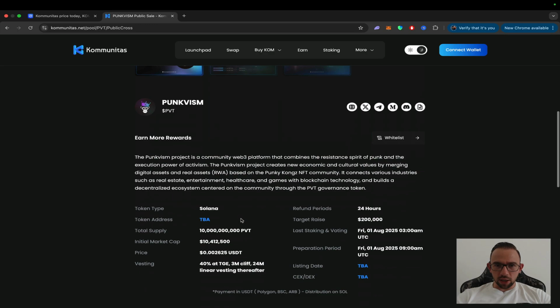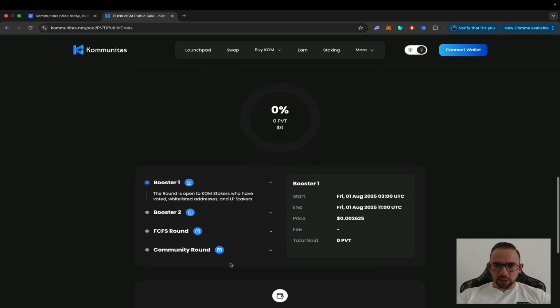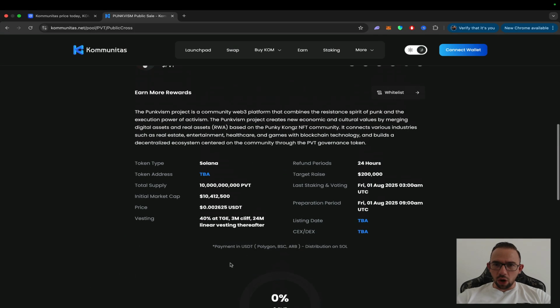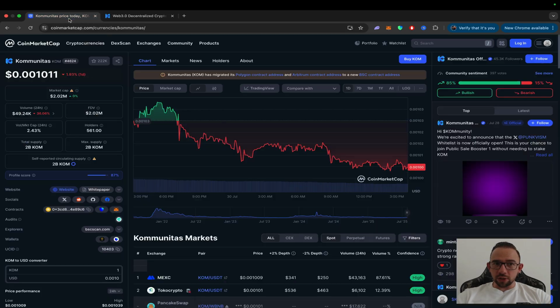So this one is quite high, 10 million. And these are the metrics that we need. They don't show a fully diluted valuation, but they do show the total supply and then the price, so we can calculate the FDV from there. This is on Solana. Okay, so here we have the Communitas launchpad.